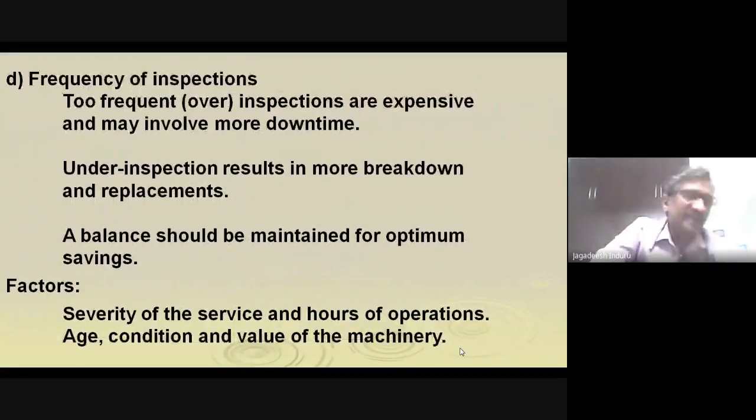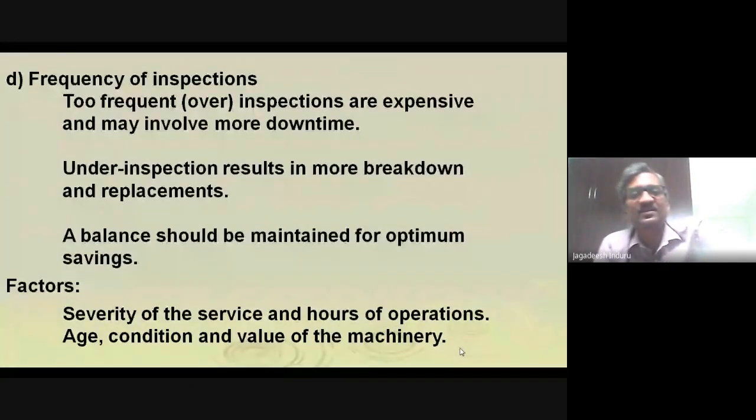Generally, to make preventive maintenance cost effective, we need to decide the frequency of inspections. The reason is, if you do it too frequently, asking your personnel to check every day as part of the preventive maintenance program, they will be busy and lose interest in the actual service where it is going bad, because they are spending too much time. That is why too frequent and over inspections are expensive and not good. And under inspection is also not good.